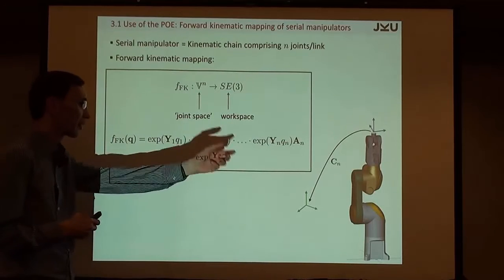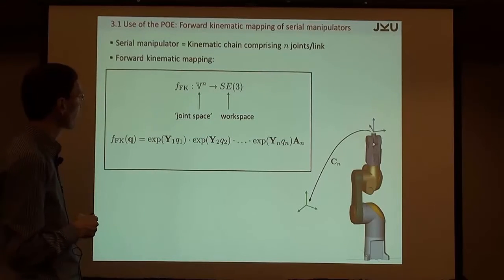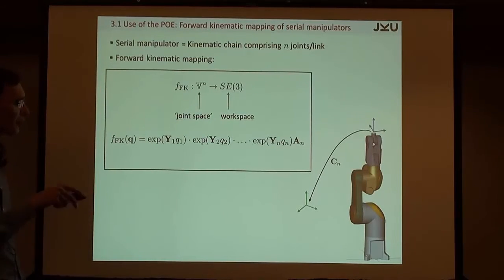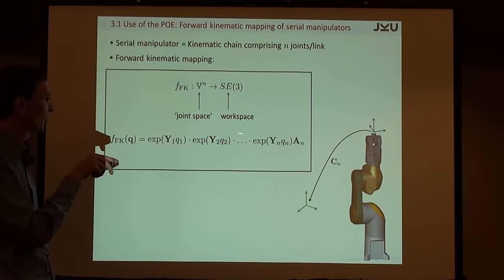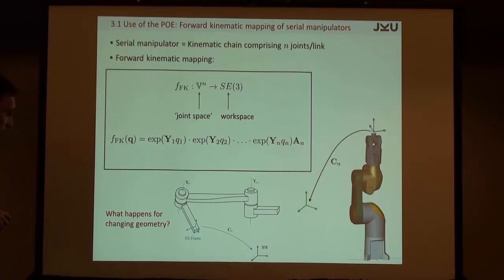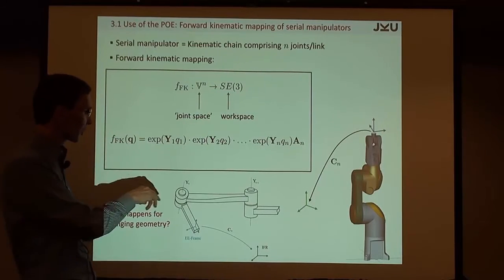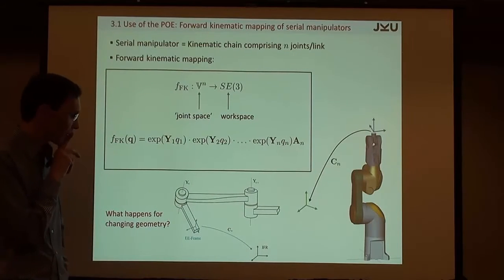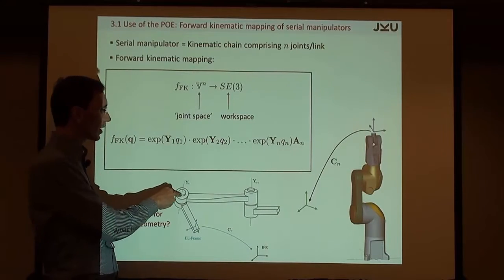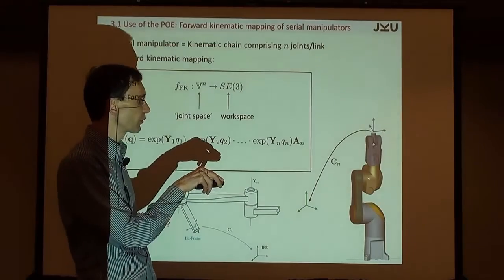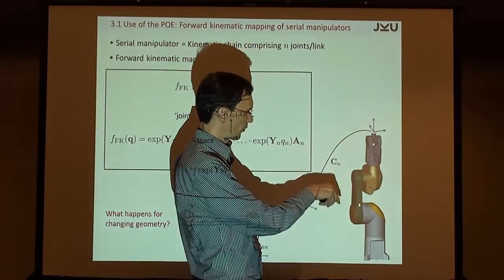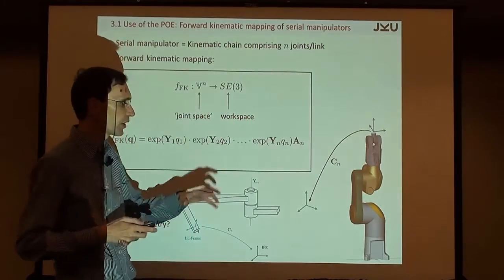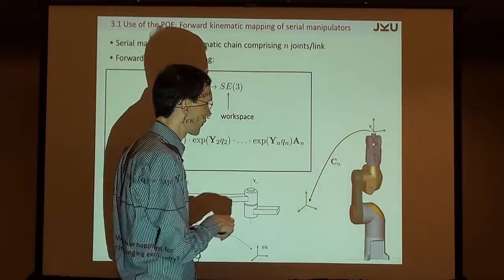Okay, so what we have at the end is a nice description of the forward kinematics of a serial manipulator, of a robotic arm, in terms of the screw coordinates. But sometimes we are interested in what happens if there are deformations. What happens if some of these links are somewhat deformed, or there are misalignments of joint axes and so on?